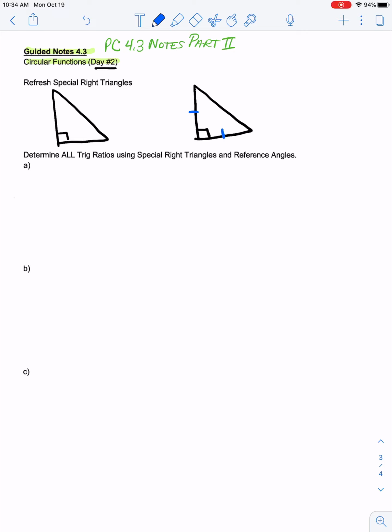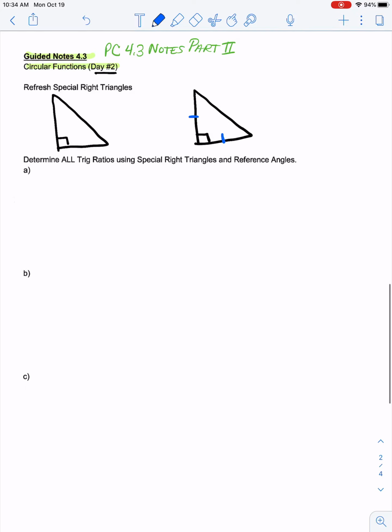Hi everyone, I'm going to start you with 4.3 notes part 2. This is on your same sheet of guided notes if you are following along with that, just partway through, and you'll notice at the top it'll say day 2. That's where we're starting with this set of discussion.